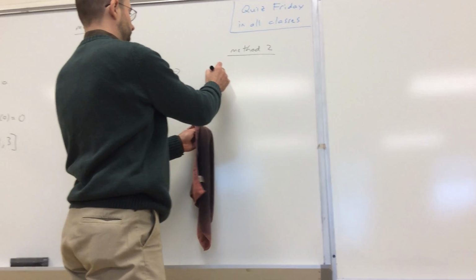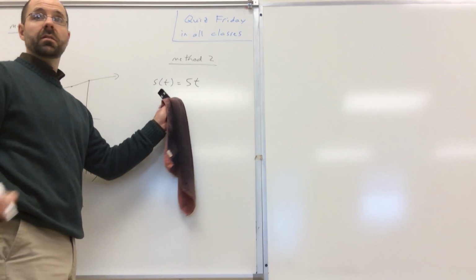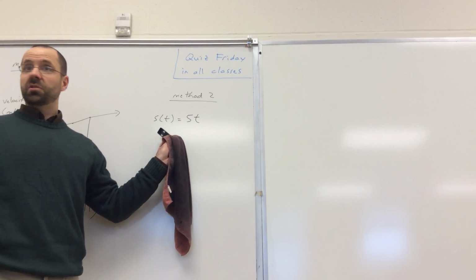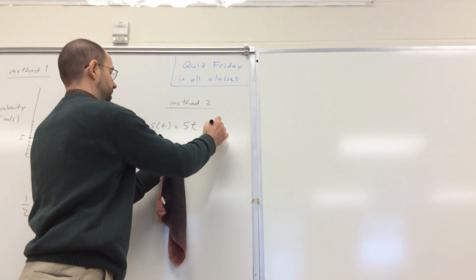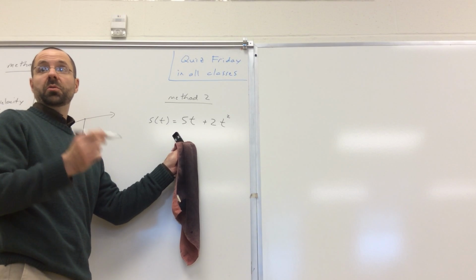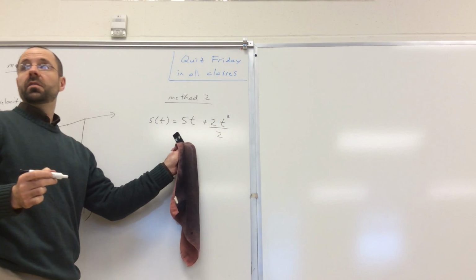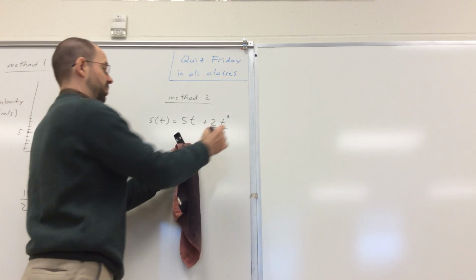Okay, so the antiderivative of 5 is 5t. Then the 2 is just hanging out on that. Then you add 1 to the exponent, so that'll make the new exponent 2. It used to be 1. And then divide by the exponent. And don't forget plus c.